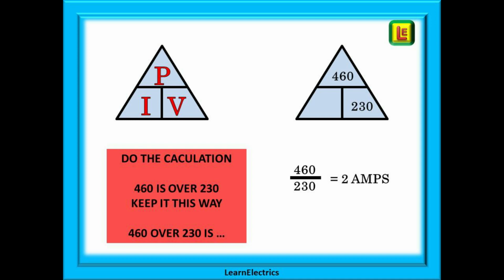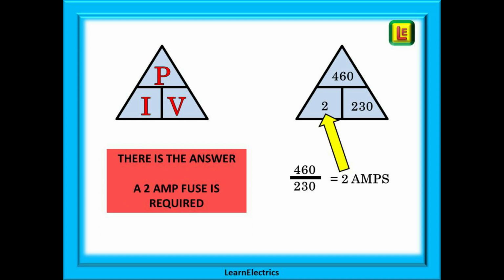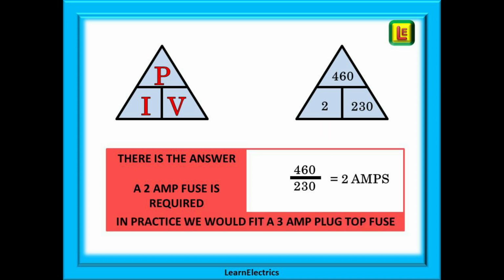460 divided by 230 will give us 2 amps. And there is our answer. Write it into the triangle if you wish. The calculation tells us that the 460 watt heater will use 2 amps of current at 230 volts. So, we will need a 2 amp plug top fuse, but in practice we would probably fit a 3 amp plug top fuse.